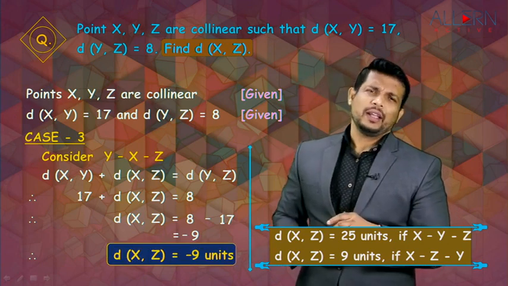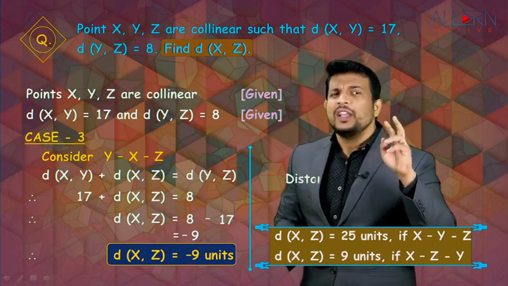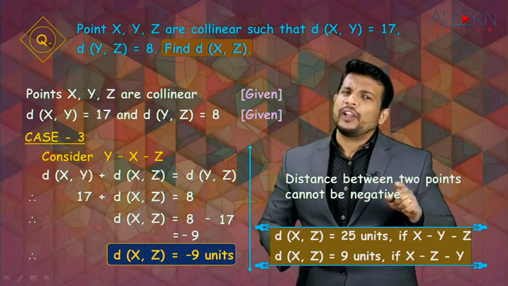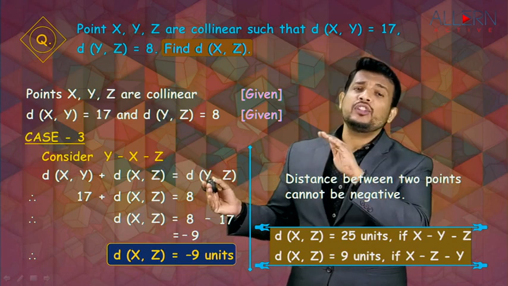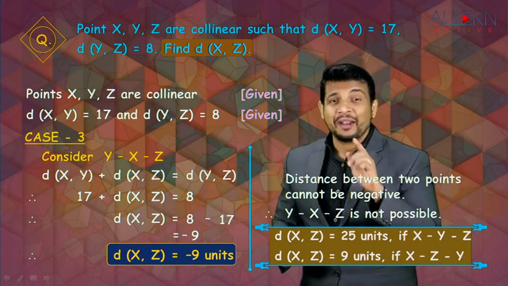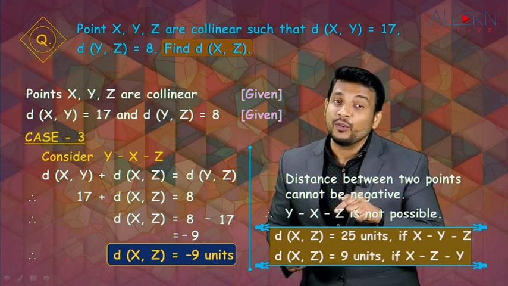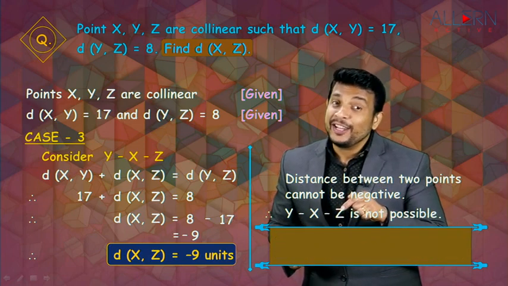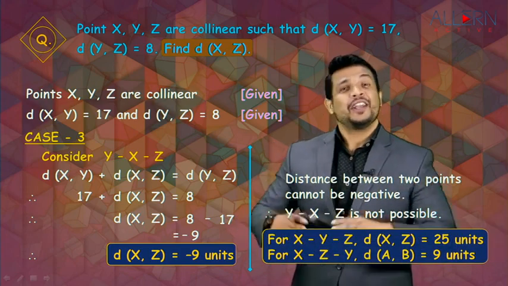But tell me, distance between 2 points, can it be negative? No. That means a distance between 2 points cannot be negative. Hence this possibility is not happening. It is not possible. And if that is not happening, that means these are the only 2 possibilities which are happening. And we have already found the value of distance between X and Z in each of those cases. And that's our final answer. Wasn't that easy? Beautiful, right?